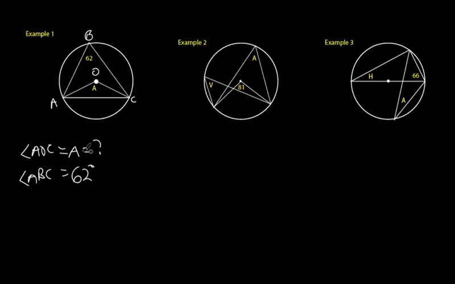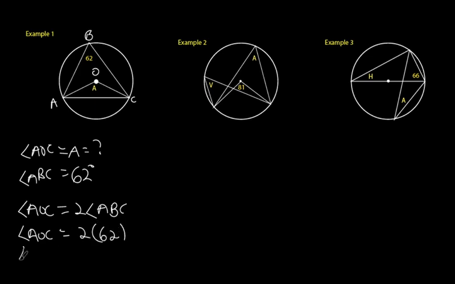So from here we know that angle AOC is equal to twice angle ABC. Now if this holds true, then angle AOC is equal to 2 into bracket 62. So angle AOC is equal to 2 times 62, which will give us 124. So the angle over here is 124 degrees. Let's have a look at the second example.